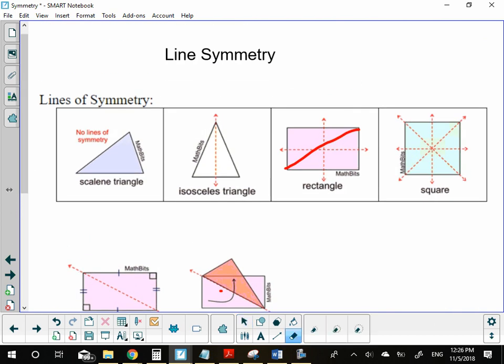But when you talk about a square, a square has 4 equal sides. So that means no matter how you fold it, if you do it diagonally, lengthwise, or widthwise, it will work. So that one, we're actually going to have 4 lines of symmetry.